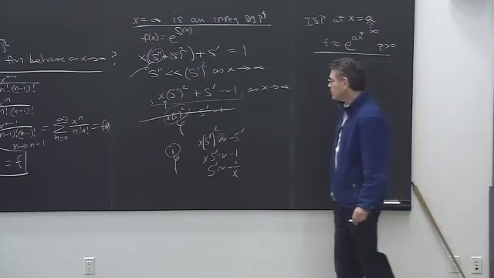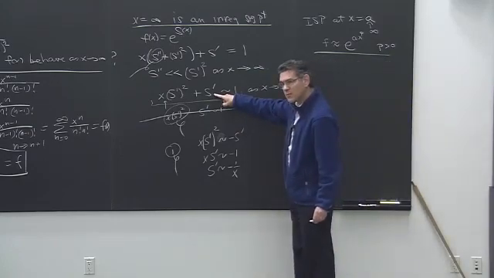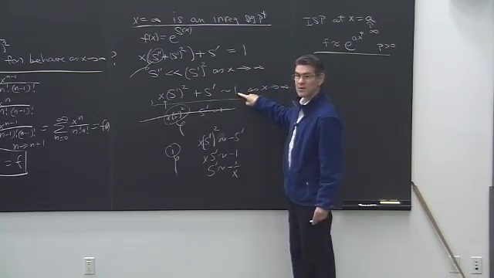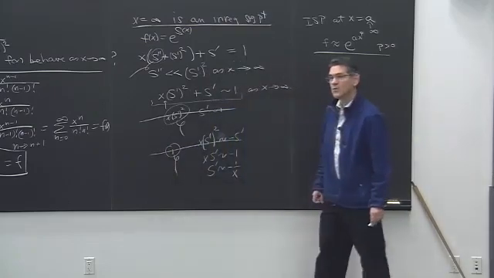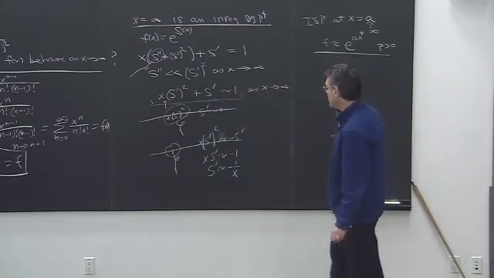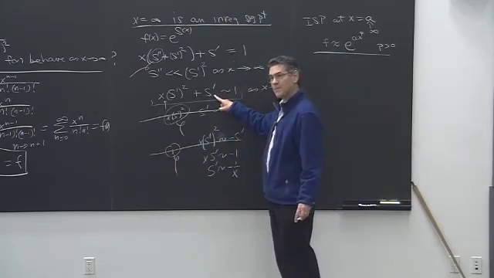Well, wait a minute. What did we do here? If s prime is asymptotic to 1 over x, it's small. That's a small term. It's of order 1 over x. But we threw away 1 compared with 1 over x. Nope, that's no good. So there's only one other possibility. We have to throw away the s prime term.